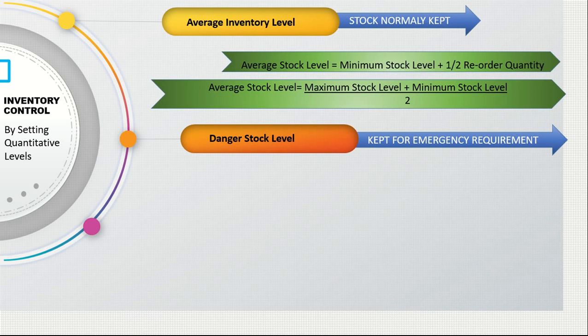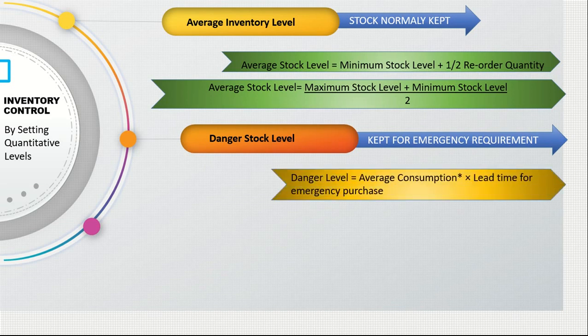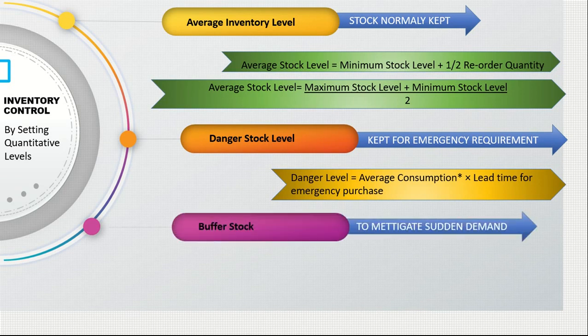Danger level is the level at which normal issues of the raw material inventory are stopped and only emergency issues are made. It can be calculated as below. Danger level equals average consumption multiplied by lead time for emergency purchase. Sometimes minimum consumption is also used. Buffer stock: some quantity of stock may be kept for contingency to be used in case of sudden order. Such stock is known as buffer stock.